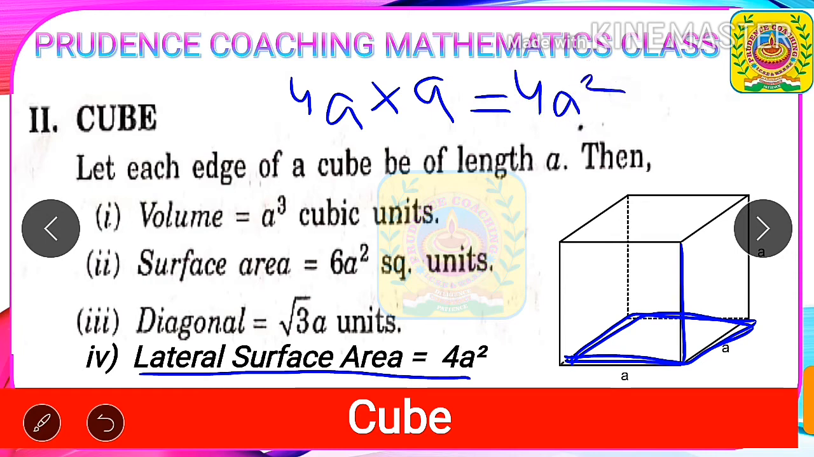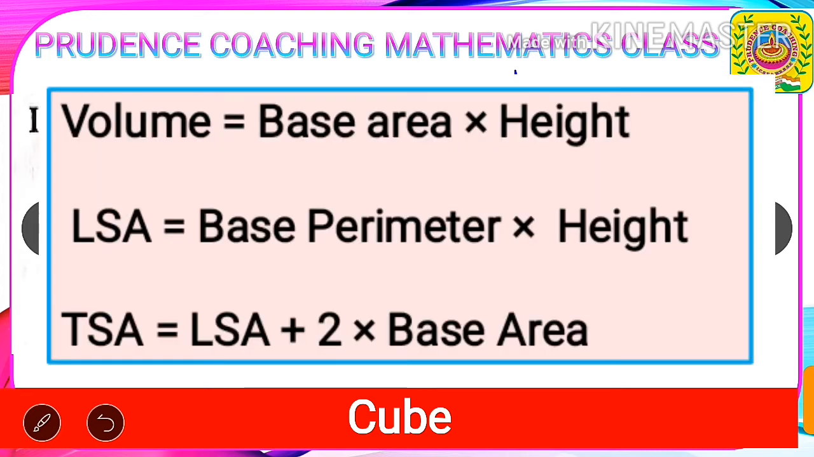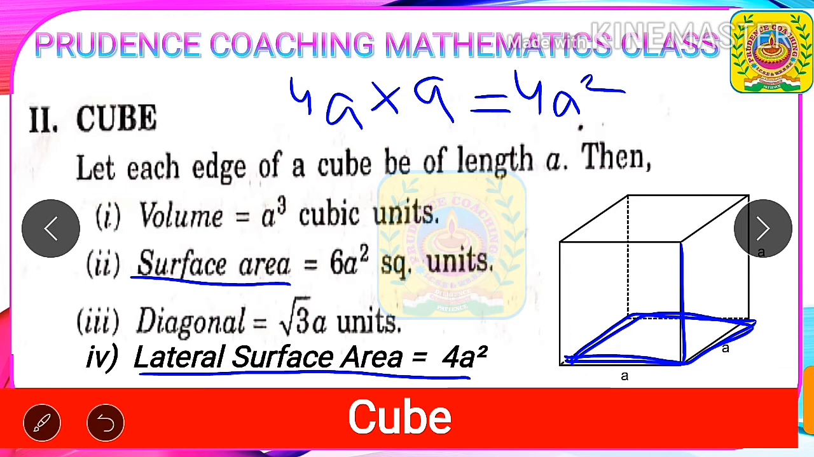Now if we are asked to find the total surface area, we need to add the area of the base and the top to this lateral surface area. Whenever it is not mentioned as lateral surface area, we will assume it to be the total surface area. So let us calculate the total surface area. This is the lateral surface area, and with it we need to add the area of the base and top.